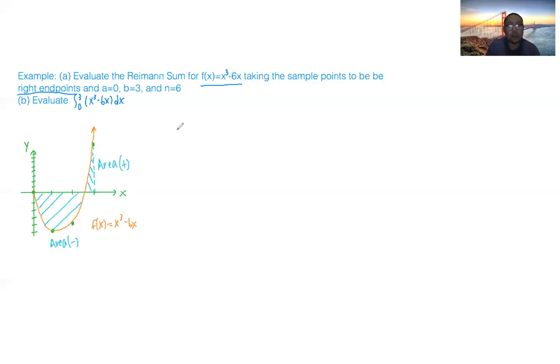We can first calculate our delta x. Remember, delta x is calculated by considering our entire interval and dividing it by the number of subintervals that we want. In this case, these values were given to us. So b is equal to 3, that's our endpoint, minus 0, that's our starting x point, divided by 6, our number of desired subintervals. That gives us 3 over 6, so delta x is 1/2, or 0.5.